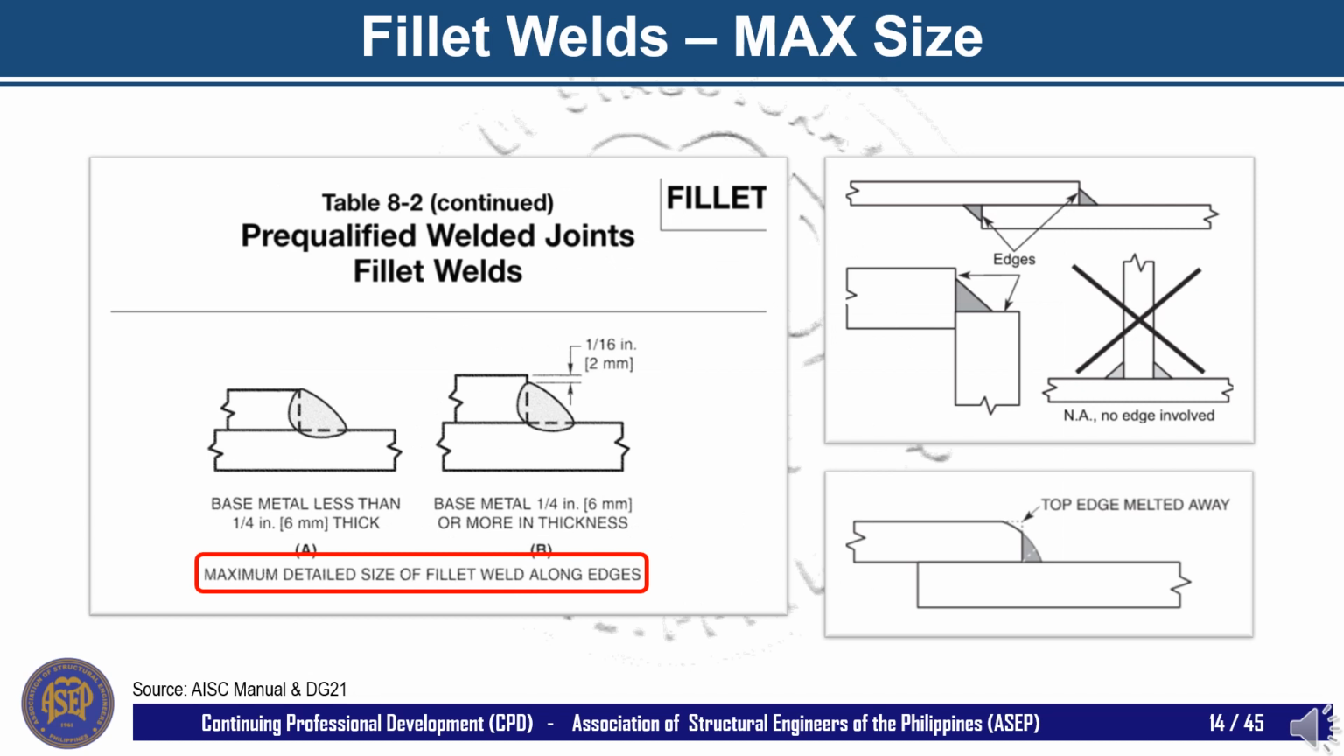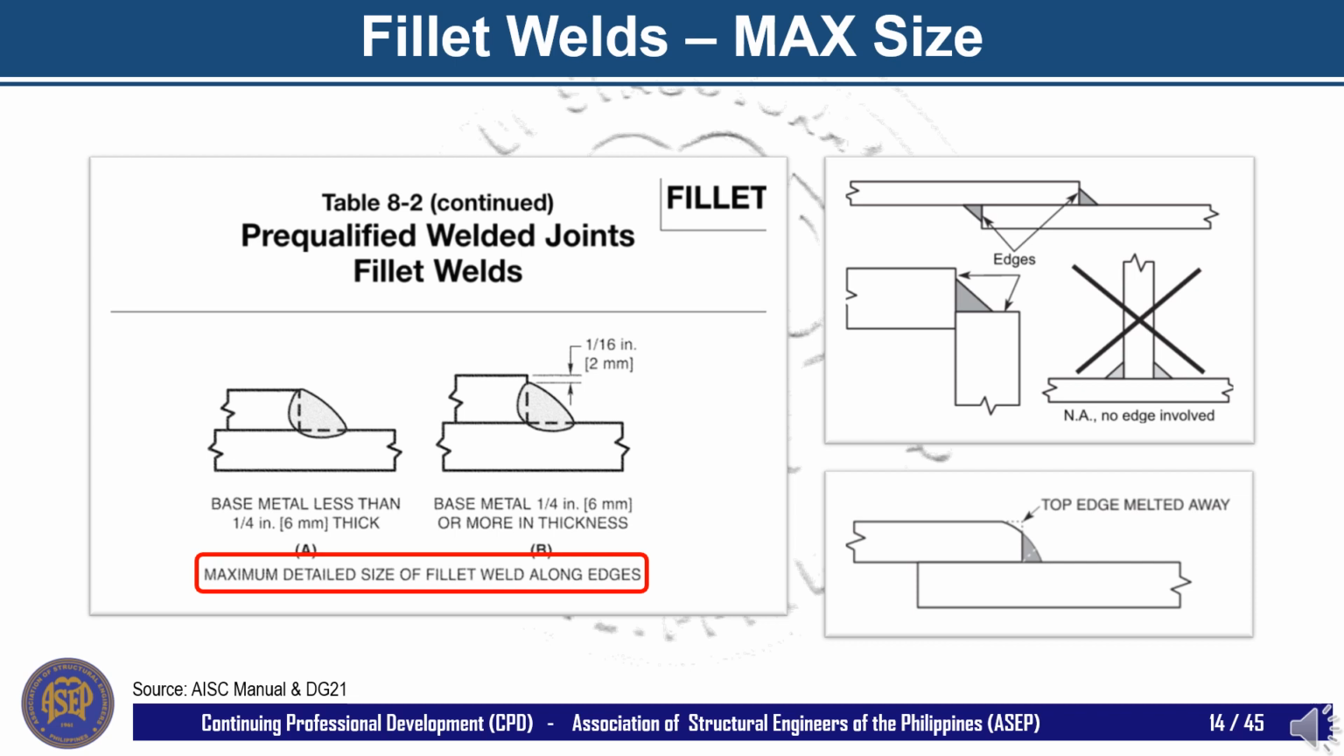Both the AISC and AWS specify the maximum fillet weld sizes as shown on the left image. For a base metal less than 1/4 inch thick, fillet welds should not exceed the thickness of the steel plate. For base metal with a thickness of a quarter inch or more, fillet welds should not exceed the thickness of the steel plate minus 1/16 of an inch, or approximately 2 mm.